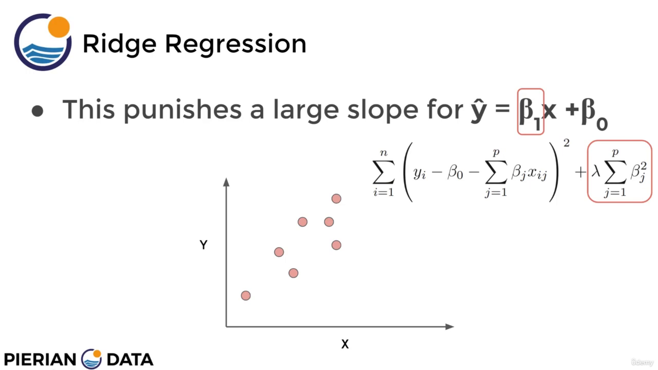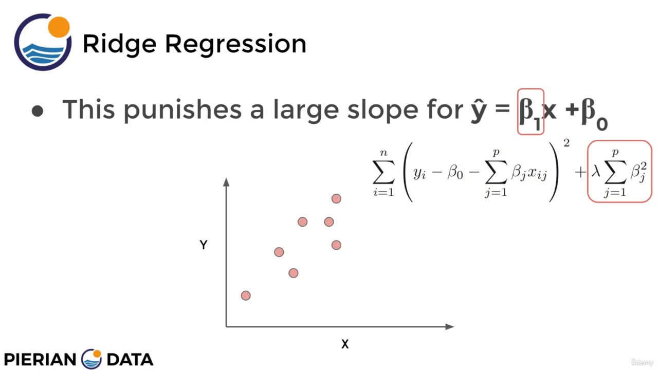Does that make sense here? Well, if we think about what a standard line equation looks like, it's y equals mx plus b, where m is your slope. So if we think about our equation, y hat equals beta 1 times x plus beta naught, beta 1 is just the slope of this line.